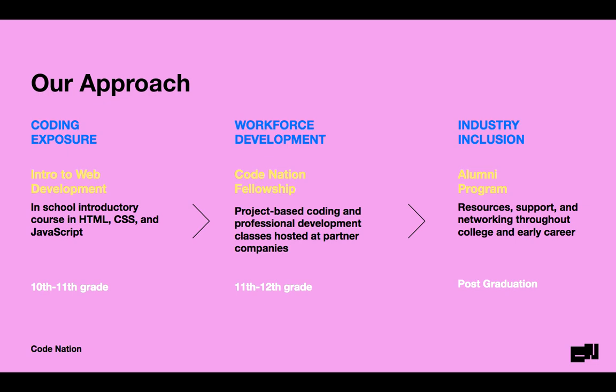After they finish that course, they can take our second course, which is called the Code Nation Fellowship. This is a project-based coding professional development class that's hosted at an actual tech company or a partner company, and typically our students in these classes are juniors and seniors in high school. And then finally, when we finish both of our classes, students are included in our alumni program, in which we continue, even after they finish their classes, to provide them with resources, support, and networking opportunities to help them pursue a career in technology.